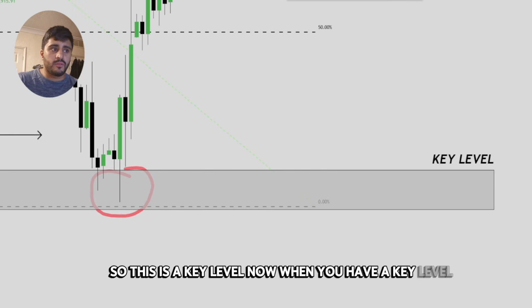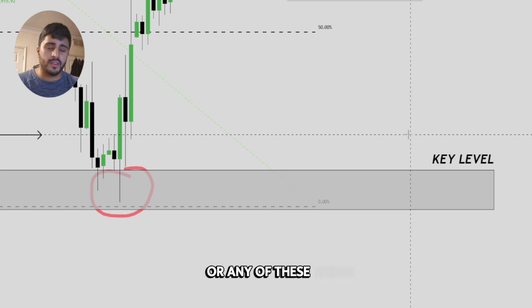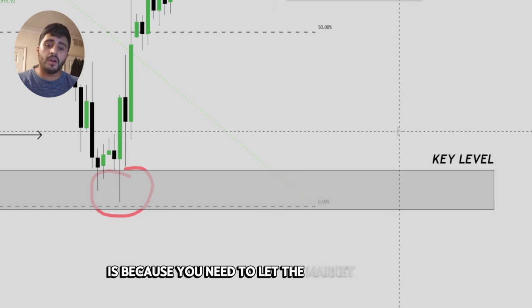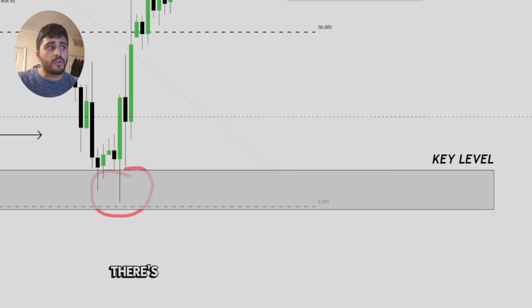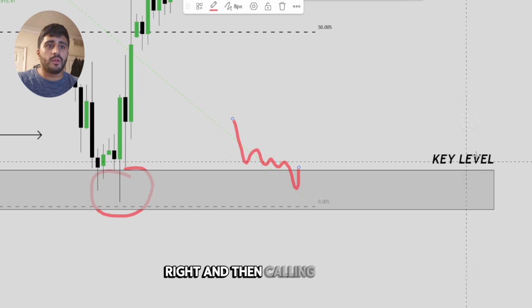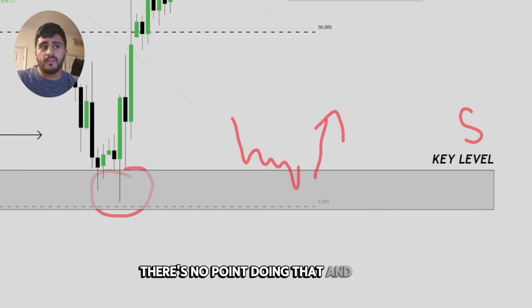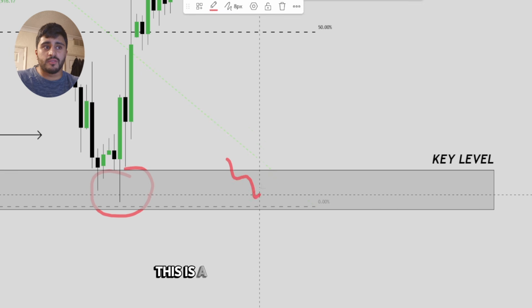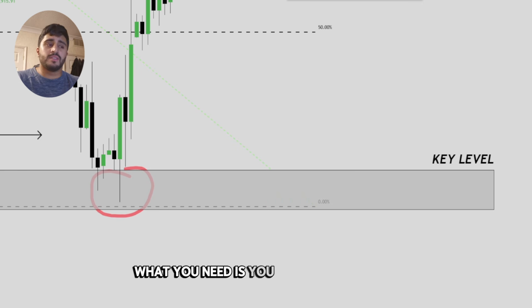Now, when you have a key level, the reason I call them key levels and not support, resistance, or supply and demand, or any of these things, is because you need to let the market kind of unfold. You need to let the market tell you what it wants to do. There's no point calling this a support, for example, right? And then you take a buy over here and it melts. There's no point doing that. And vice versa. There's no point saying that, oh, this is a resistance, then it blows through. There's no point doing that. What you need is you need to develop a plan.